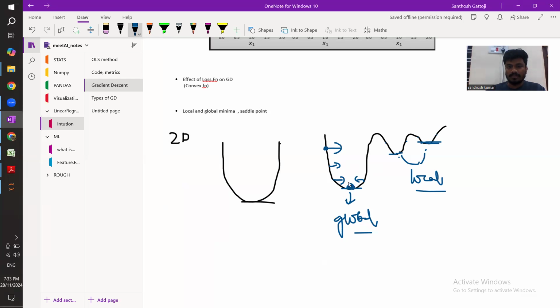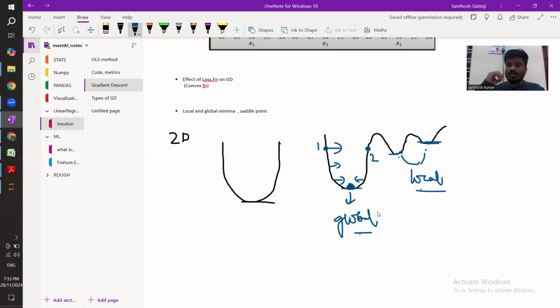Yes. If it is initializing here, one. Same thing, if it is initializing here, it also works, because it knows that if I move up, I'm moving away from this minimum point. Okay, it doesn't know whether it is local or global. Try to understand it: it doesn't know, we are just experimenting.